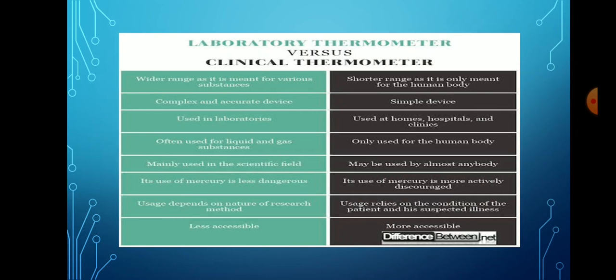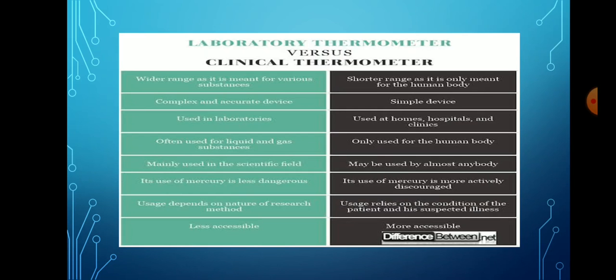Now, what is the difference between a clinical thermometer and a laboratory thermometer? First difference is that laboratory thermometer has a wider range, whereas the clinical thermometer has a shorter range. As I told you earlier that a laboratory thermometer can measure the temperature from minus 10 degrees Celsius up to 110 degrees Celsius, whereas a clinical thermometer can measure from 35 degrees Celsius to 42 degrees Celsius.